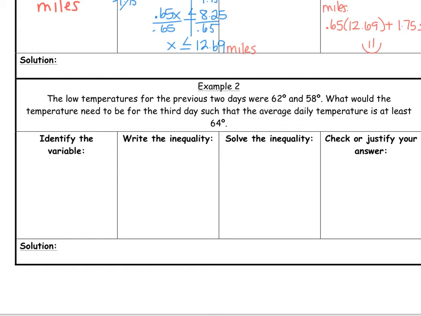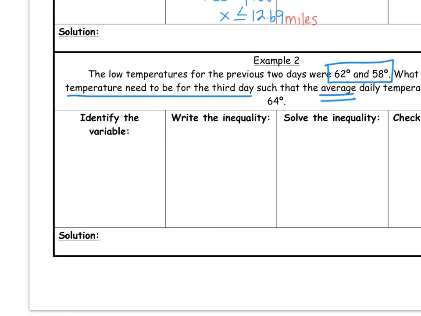Example 2. The low temperatures for the previous 2 days were 62 degrees and 58 degrees. What would the temperature need to be on the 3rd day such that the average daily temperature is at least 64 degrees? So at least, go back again and look on that list I had on the last slide. At least means it can be 64 degrees, but it can be more than 64 degrees. So it could be 65, 66, 67.